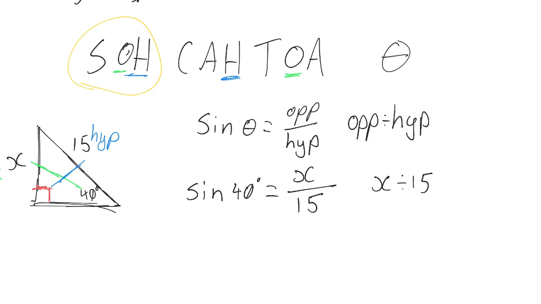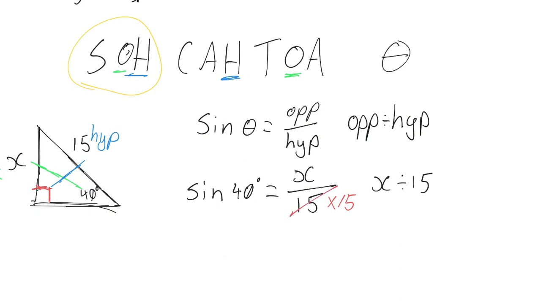Now, this is where we start to cancel things out. So we need to get x, our unknown value, on its own. So we just use the opposite operation. Now, the opposite to divide, we know if we're not dividing, we're multiplying. So times 15. Now, here's the tricky thing. Yes, this is going to cancel out this 15, okay?